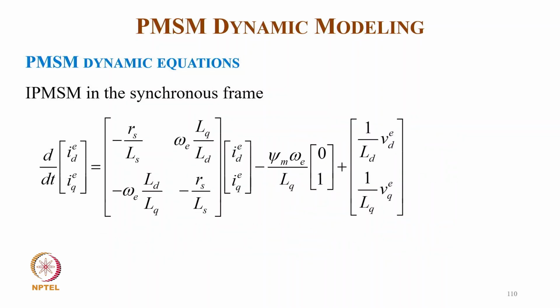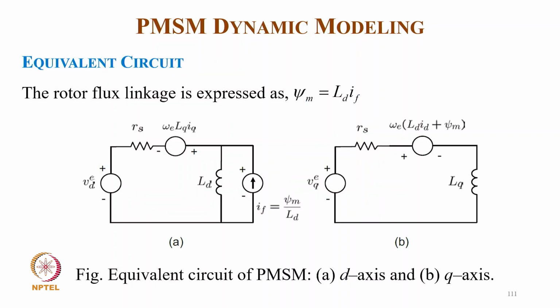So in the synchronous reference frame, d/dt of id and iq equals, in brackets, minus rs/ld and omega e lq/ld, minus omega e ld/lq and minus rs/lq, into id iq, minus phi m omega e in brackets 0 and 1/lq, plus 1/ld vd and vq/lq.